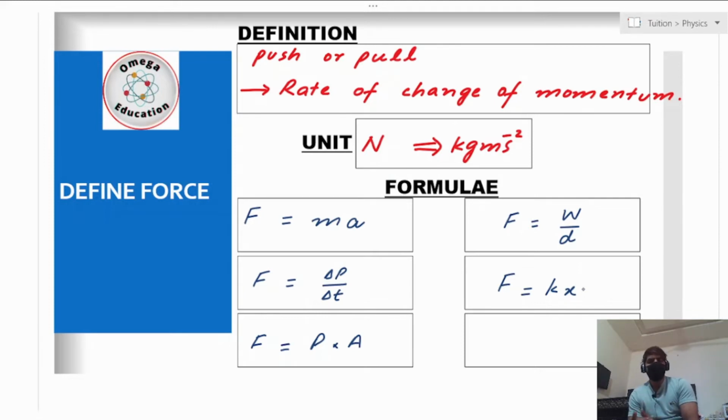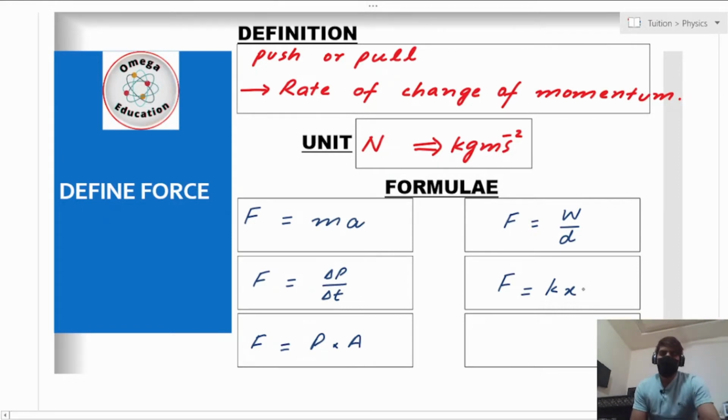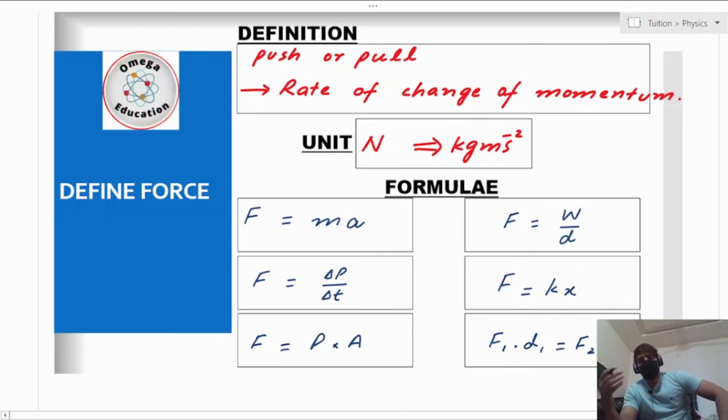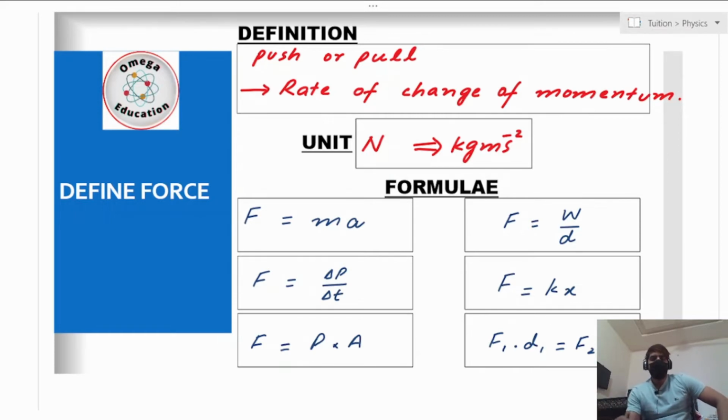I'll explain what k stands for, what x stands for. It will be all explained in the examples below. Other than that, we also have a formula that we use with the principle of moments: F1 d1 equals F2 d2. This is just a short form of saying that the sum of clockwise moments equals the sum of counterclockwise moments.